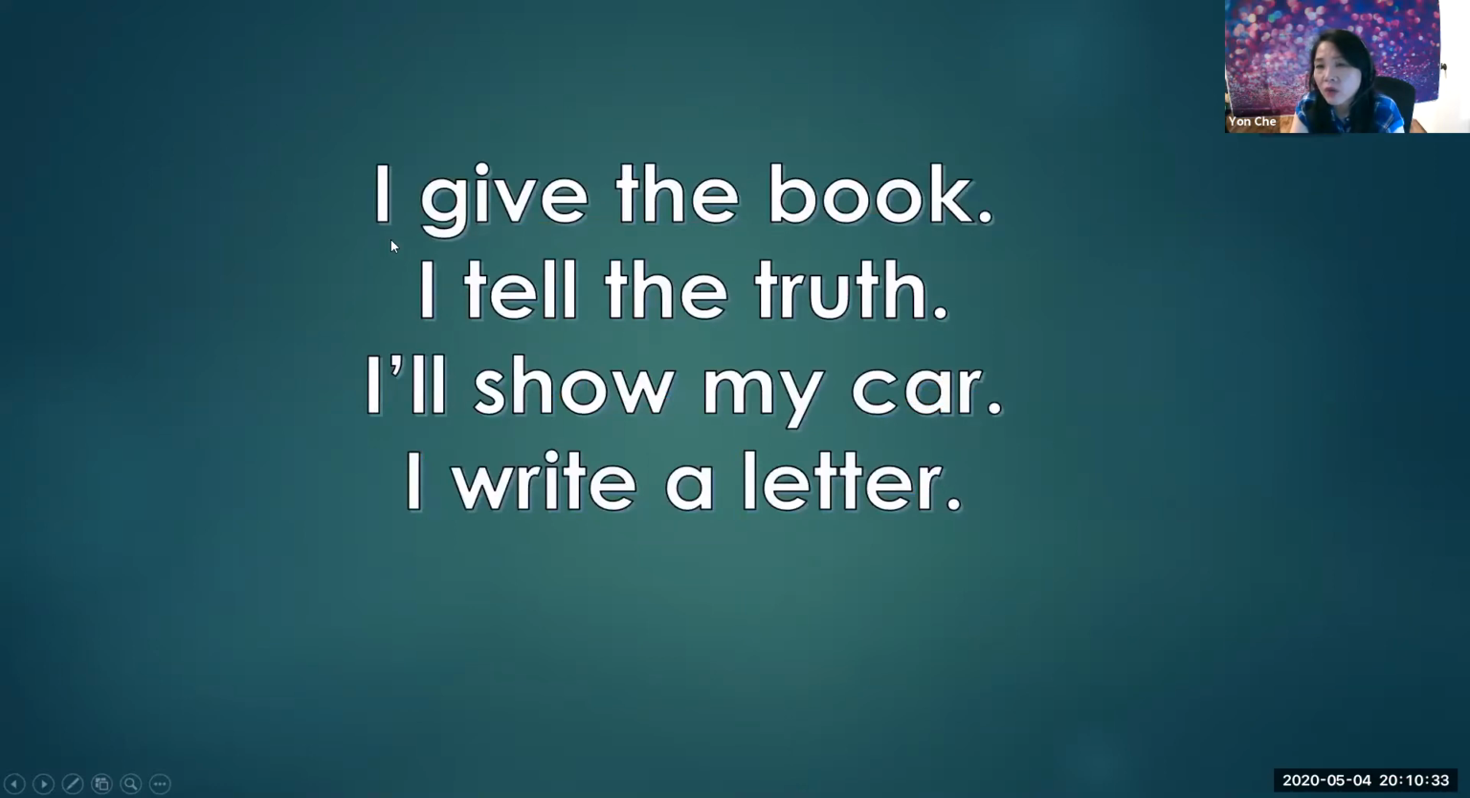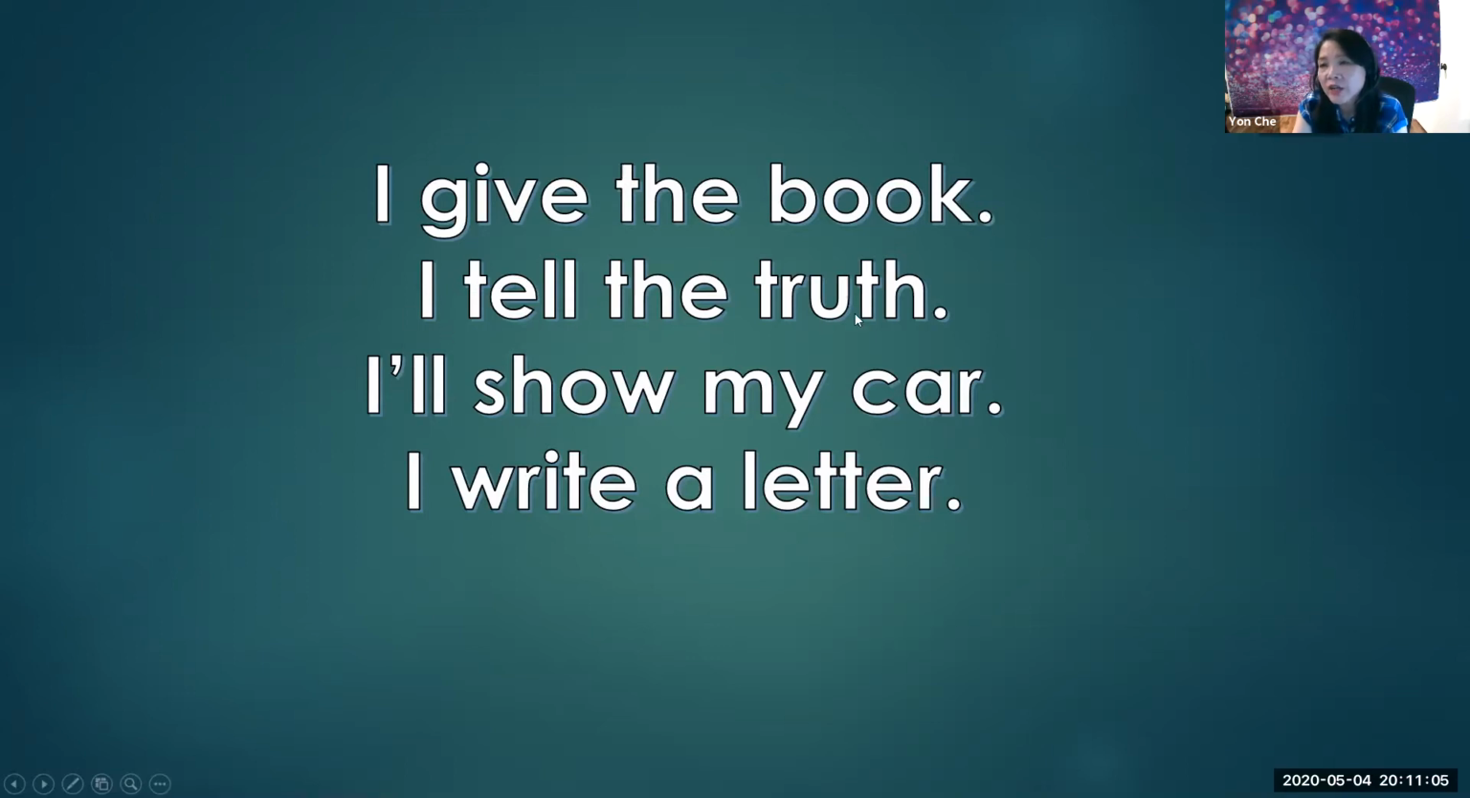So, tell me what you think about this sentence and tell me if the idea is complete on each one of them. I give the book. I understand, but is this idea complete? With give, you normally include to whom the book is being given. So, I give you the book. I give the child the book. I give my mom the book. All right. Then with that indirect object noun, the sentence is more complete.